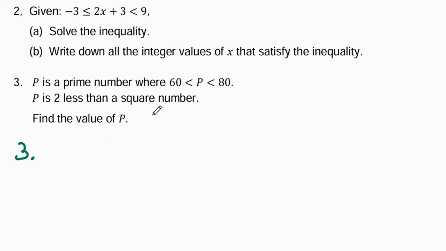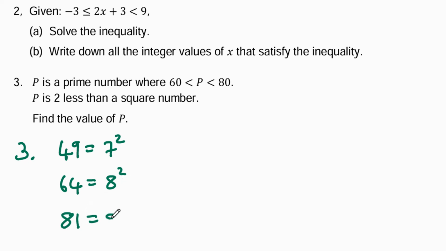Let's start by looking at some square numbers. We know 49 is a square number because it's 7 squared. The next square number after 49 will be 64 because this is 8 squared. Then we have 81 because it's equal to 9 squared.